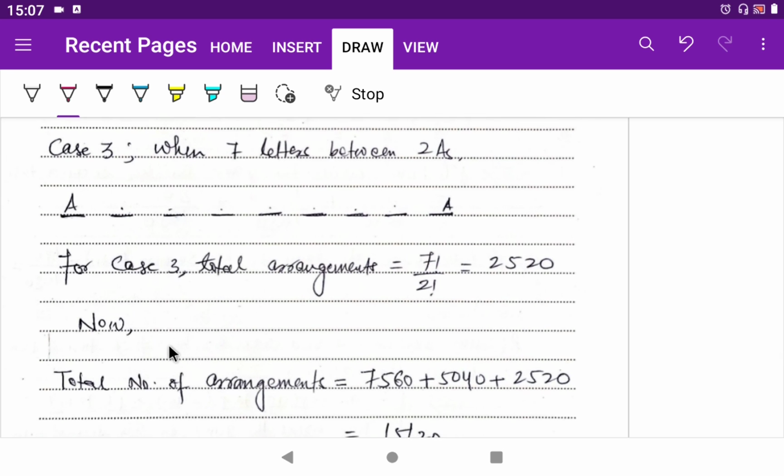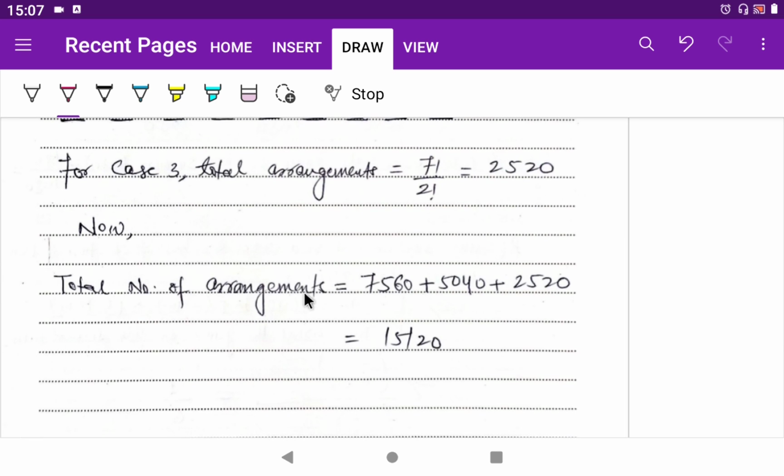So now take the total of arrangements, the sum of these arrangements. The total number of arrangements is 7560 plus 5040 plus 2520, and it comes to 15120. This many arrangements are possible.